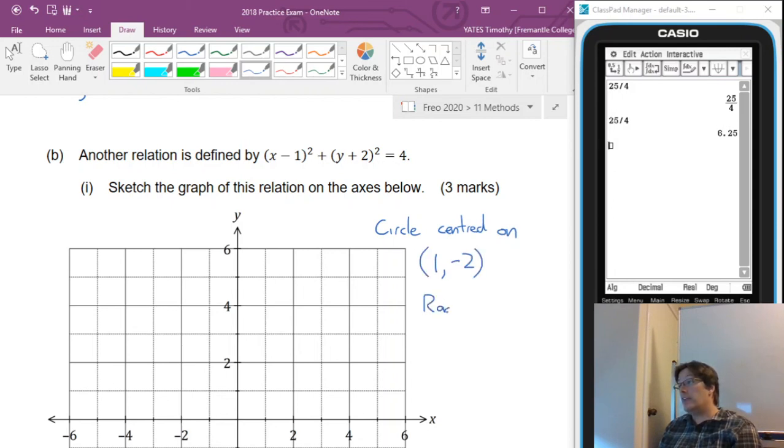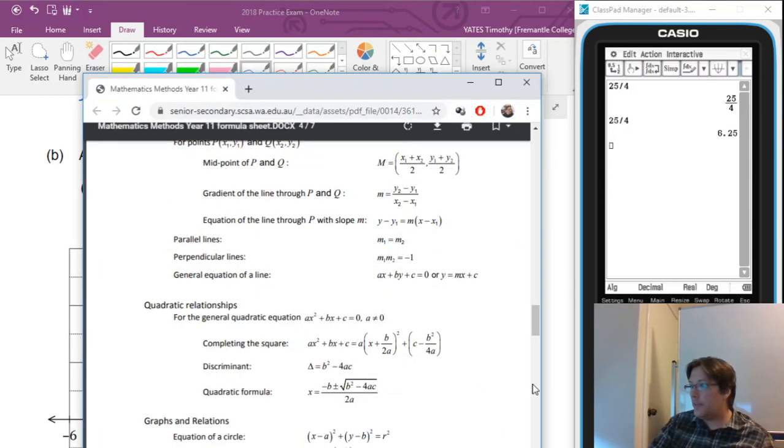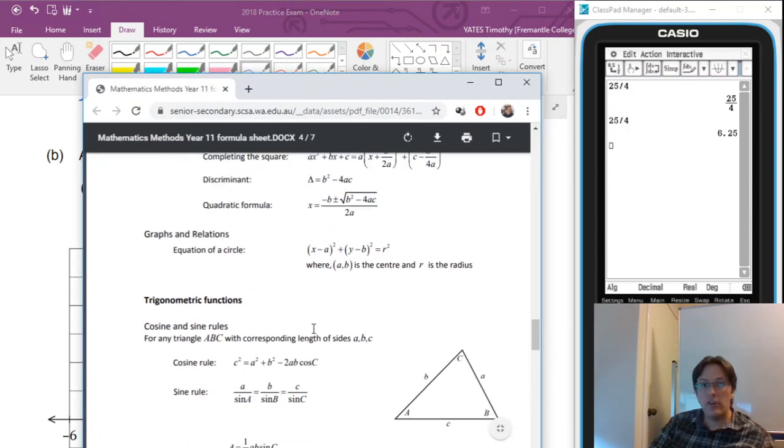with a radius of 2, because this is, I'll just pull up the formula sheet, and this is one where the formula sheet is useful. The equation of a circle, right there, where is it? There we are. (x take a) all squared plus (y take b) all squared is r squared. (a, b) is the center, r is the radius.